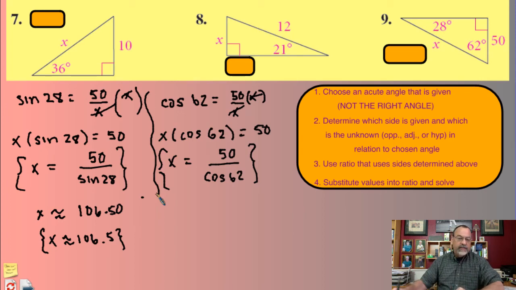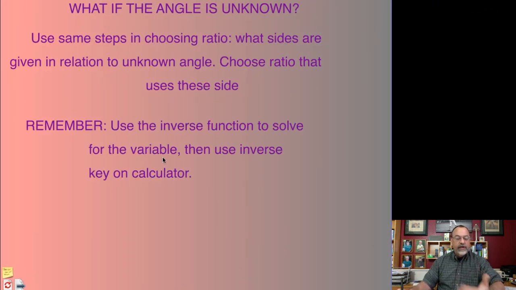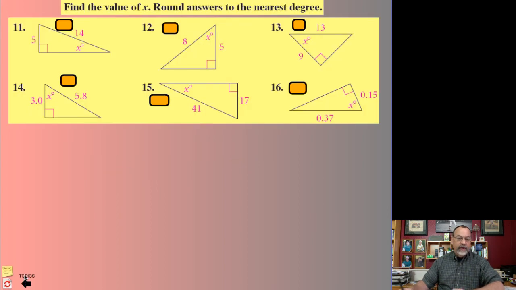I'm going to do an example or two where we have to determine the measure of the angle. Now, when the angle is unknown, the process is all the same. The only thing is that when we go to solve for x, we're going to have to use the inverse function in order to solve for the x, because there's no way to algebraically solve that.